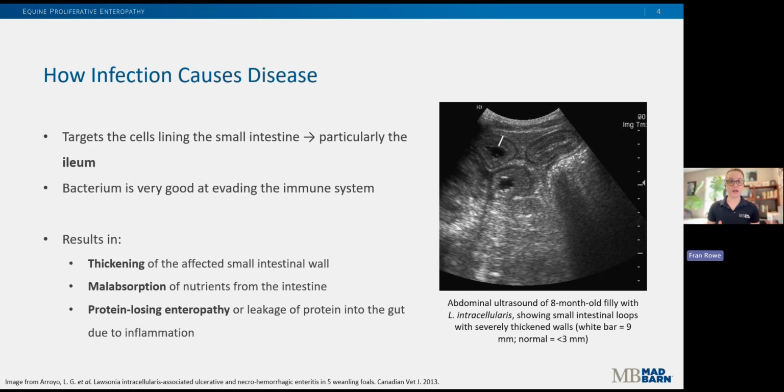The image on the right side of the screen here is a transabdominal ultrasound image of a filly with a confirmed Lawsonia intracellularis infection. The loops you see are small intestinal loops, and these loops have really severely thickened walls. The white bar on the image measures 9 millimeters. Normal small intestine will have a wall thickness that is less than or equal to 3 millimeters.